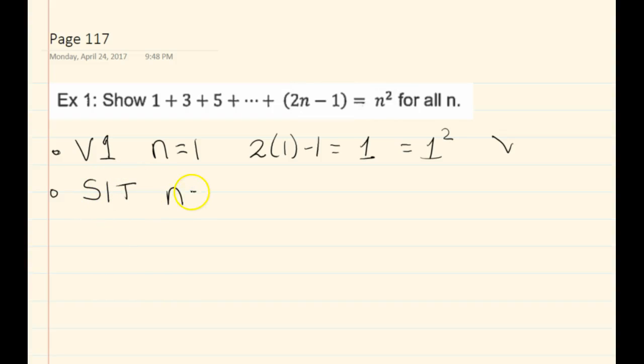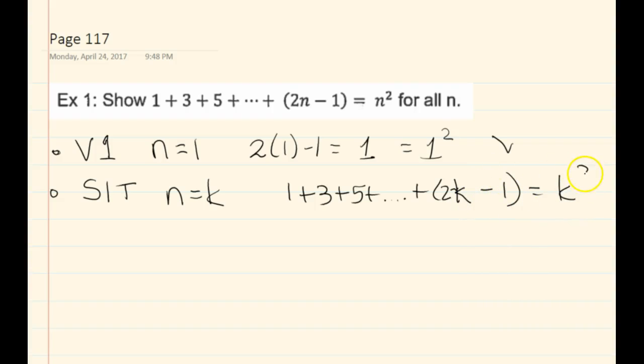Now sit. Remember, we're going to let n equal k, and we're just going to say it's true. In other words, we're going to say that the sum, 1 plus 3 plus 5 plus however many, plus the term 2n minus 1, in our case 2k minus 1, is equal to k squared. So there, we just said it. So we've finished the second step.